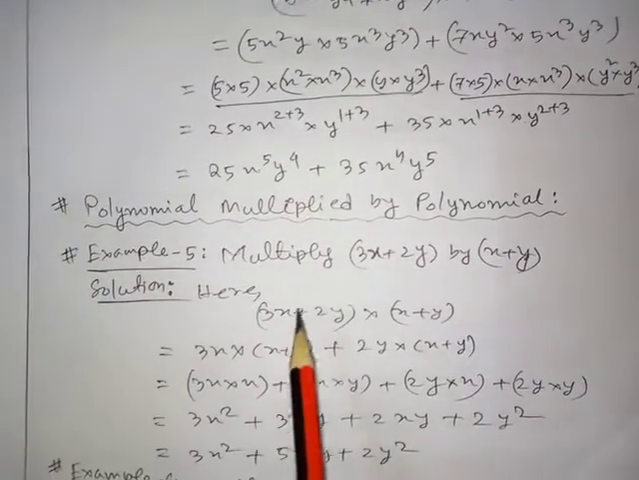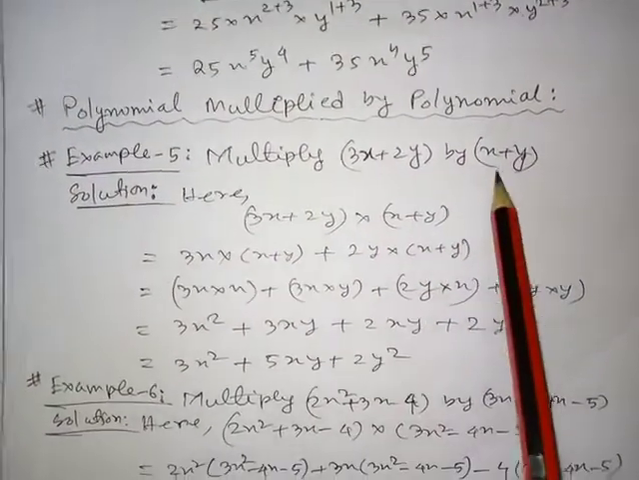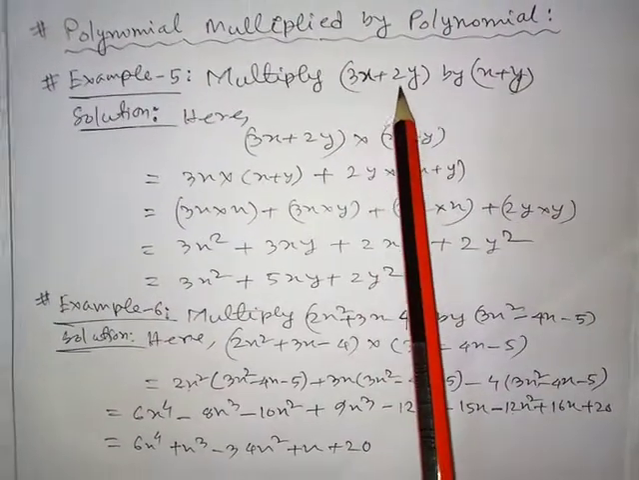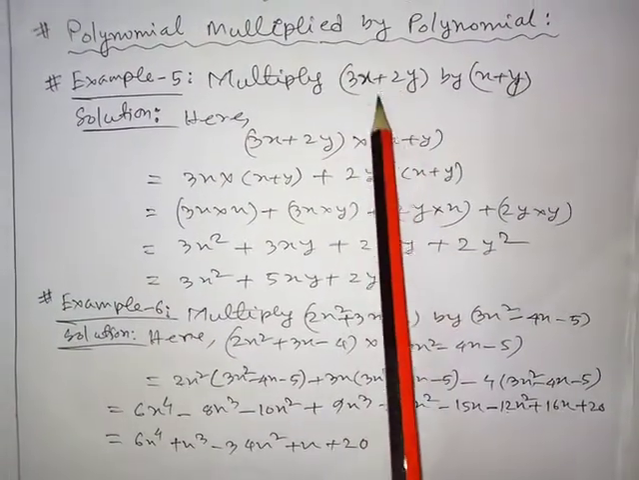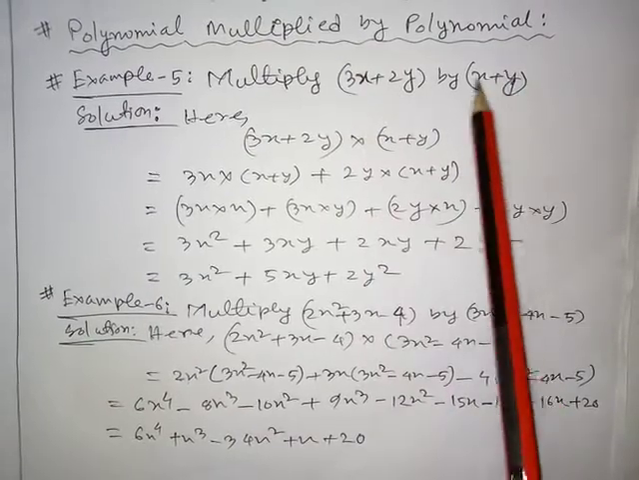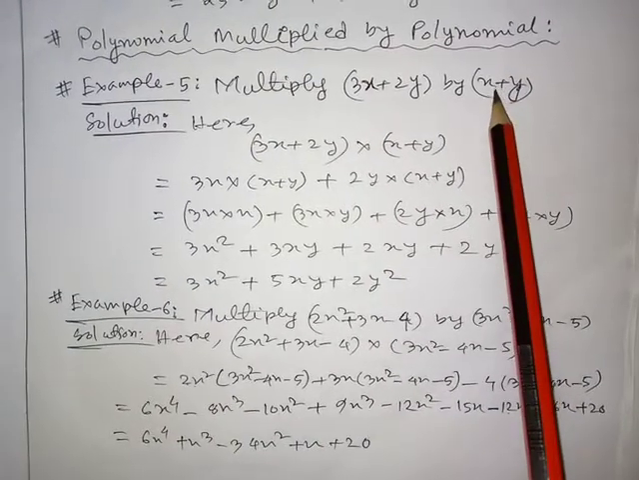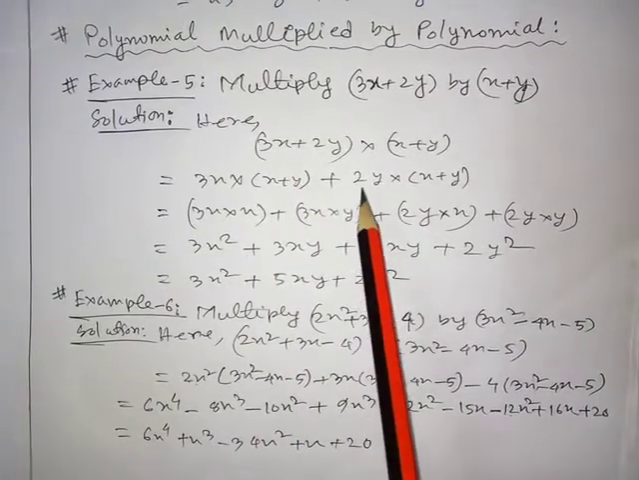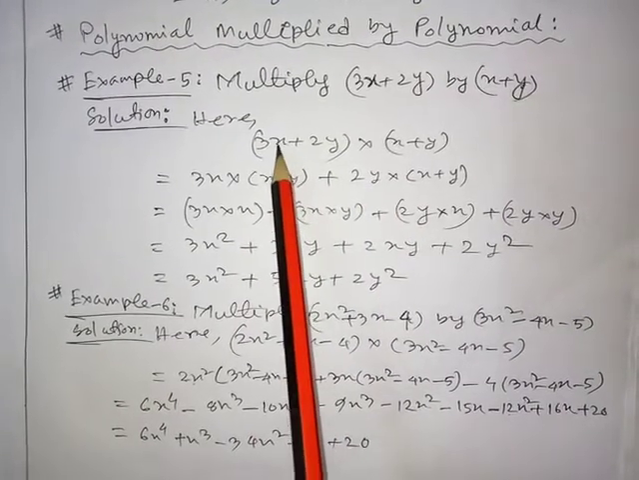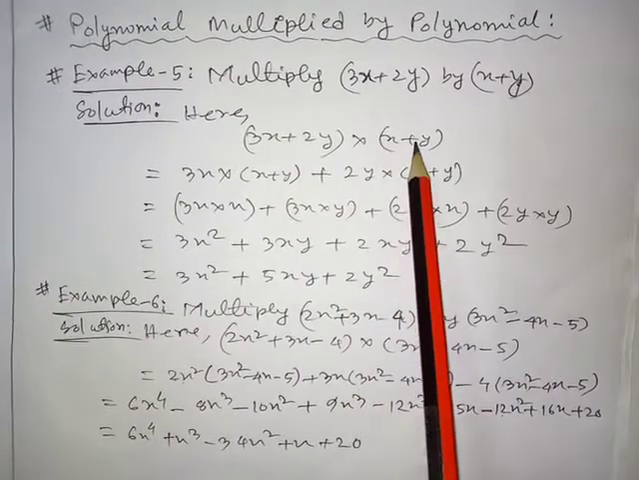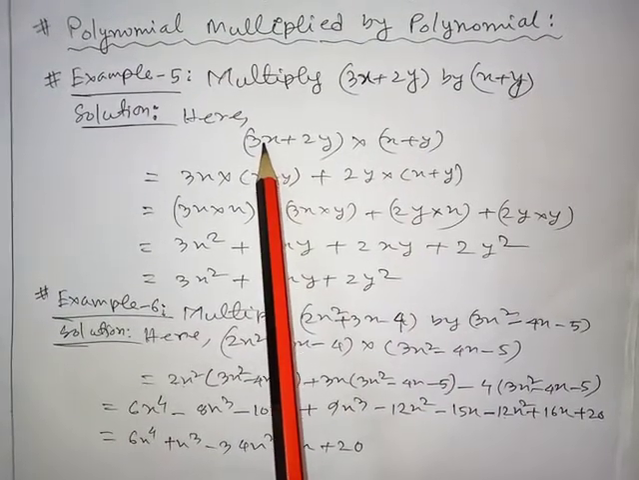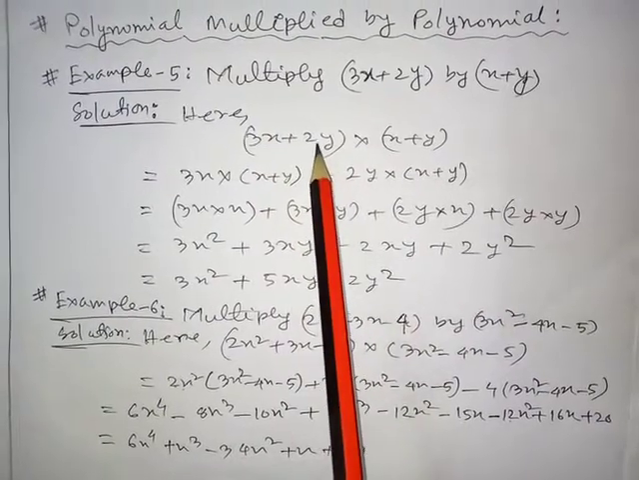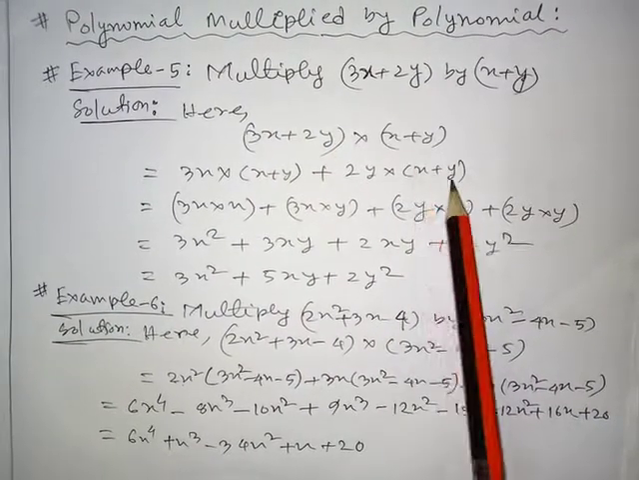Now we are going to multiply monomial by monomial. That means we are going to multiply one expression by another expression. Look here, here is an expression of two terms, so we are calling this a polynomial expression. Here is another expression of two terms, this is also called a polynomial expression. So now let us try to understand how to do this. This part will be multiplied by this part. First we will take 3x with the whole of x plus y. Then multiply 2y by the whole of x plus y.